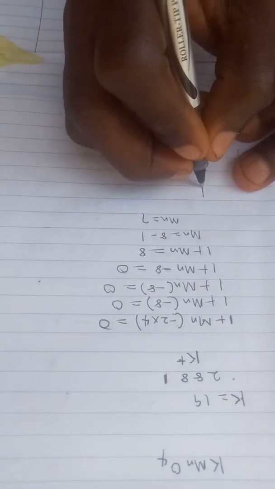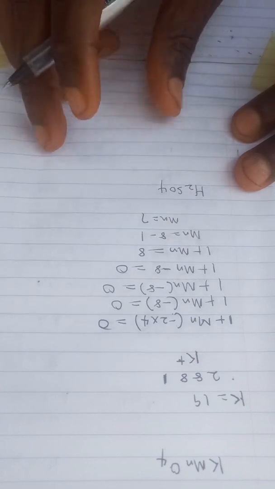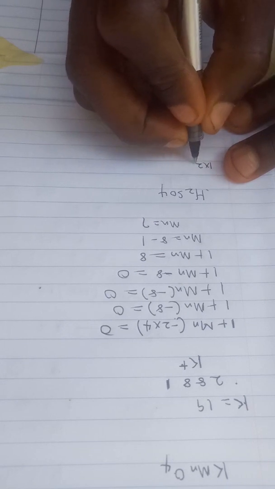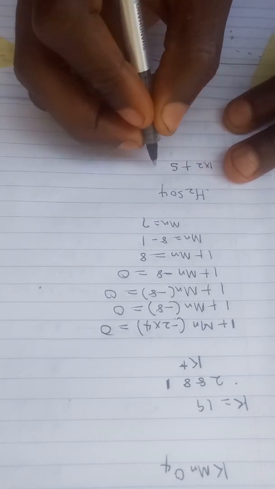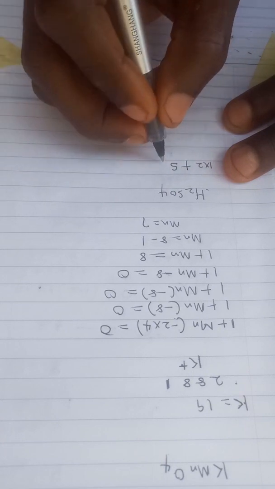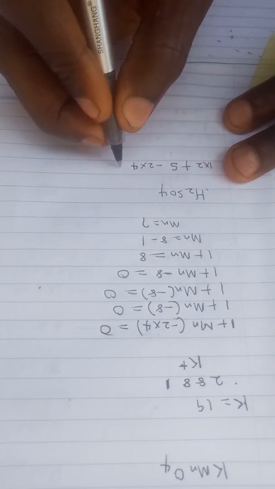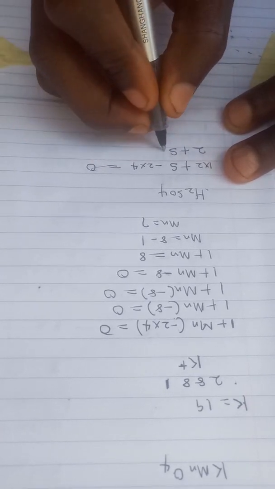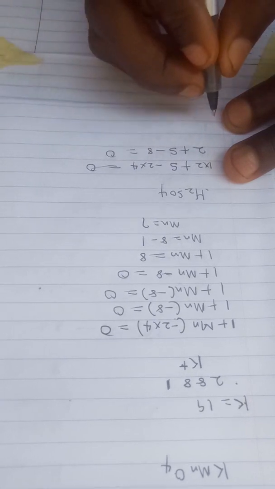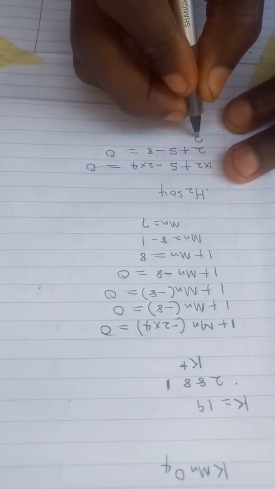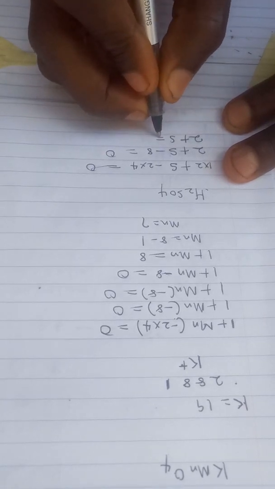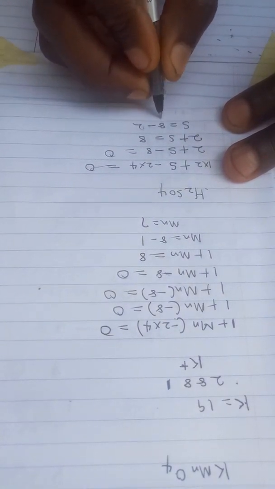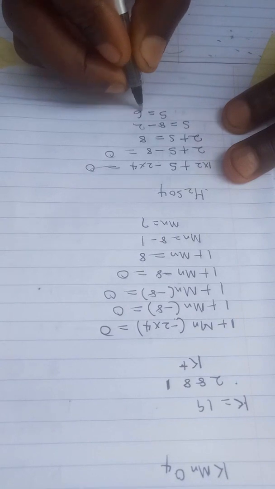Let's check this one: hydrogen tetraoxosulfate. In this compound, we know that hydrogen has the valency of 1. So 1 times 2 plus X. We know that the valency of oxygen is -2. We have -2 times 4. So everything will equal to 0. So we have 2 plus X, -2 times 4, we have -8 is equal to 0. We have 2 plus S is equal to 8. So our value of S is equal to 8 minus 2. So S is equal to 6.